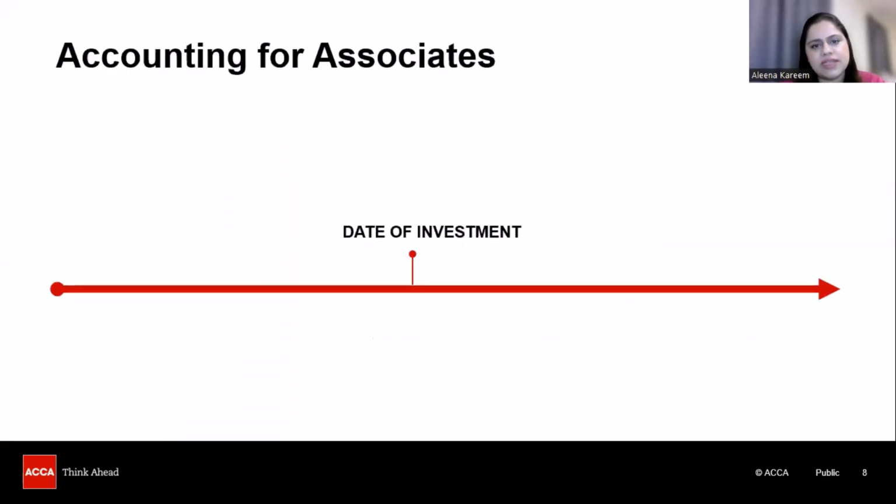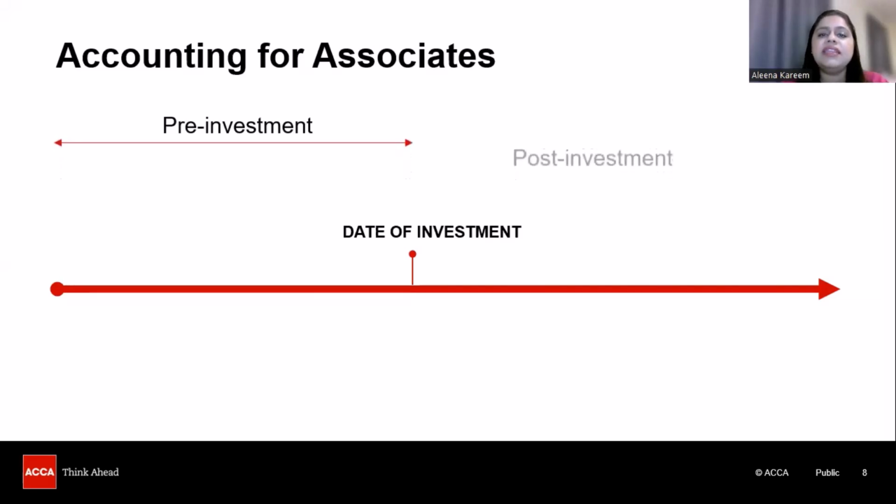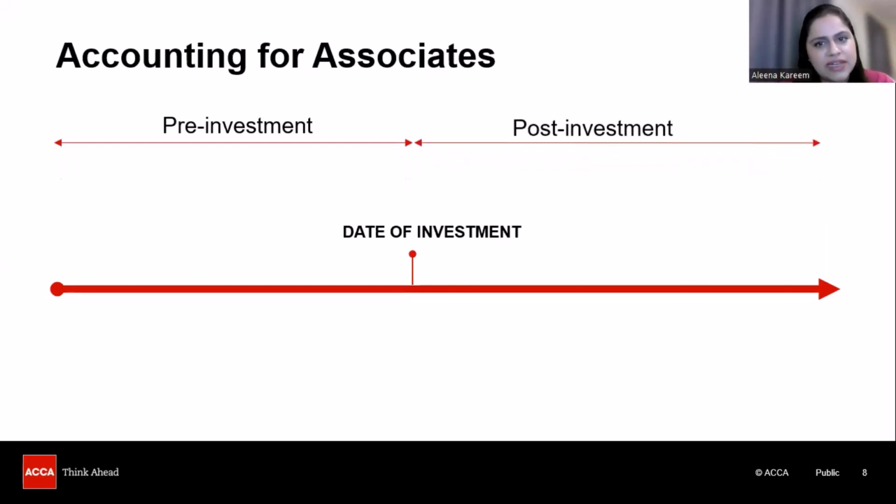Now, accounting for associates. Once again, a very, very important date is the date of investment, because that identifies from where onwards you are going to do your accounting. So in case of accounting for associates also, when you're dealing with a question, the first thing that you need to highlight in your question paper is the date of investment. Once you've identified the date of investment, anything that is happening on or before the date of investment is the pre-investment time period, and anything which is happening after the date of investment is the post-investment time period.